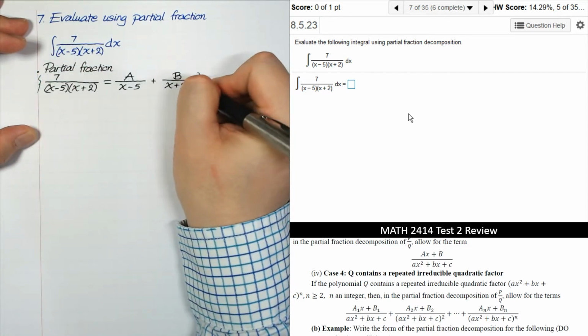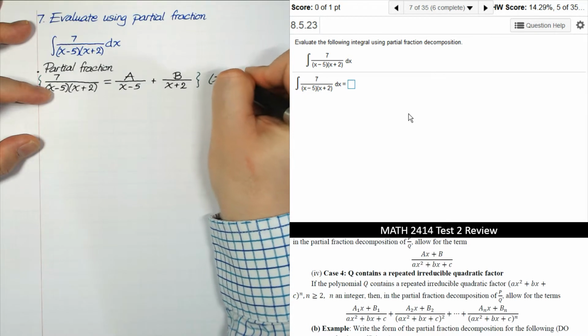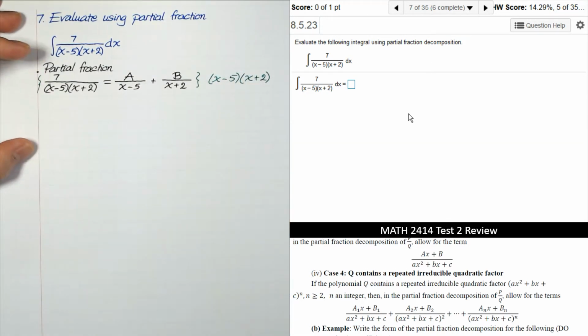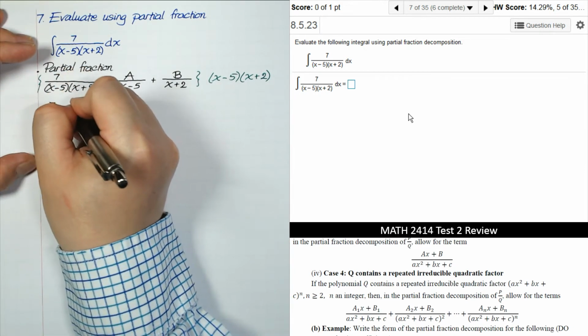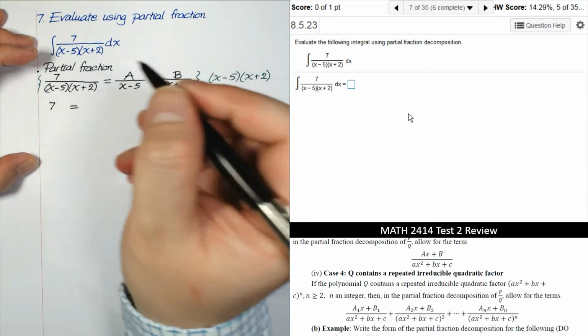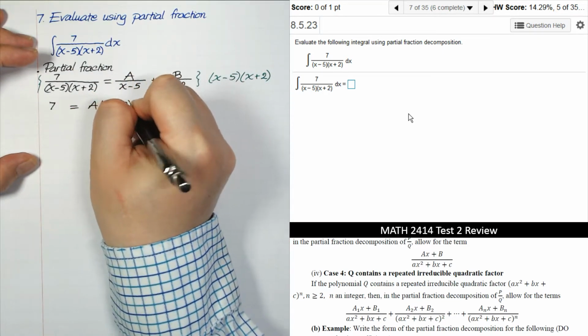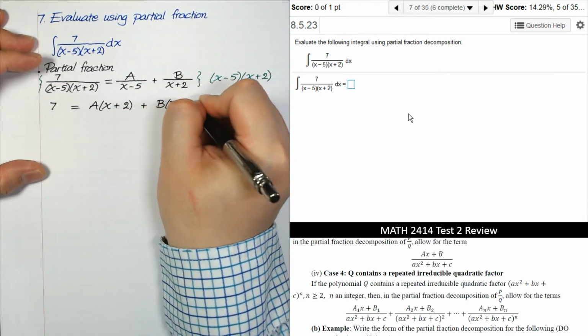Multiply everything by the common denominator, x minus 5, x plus 2, and that cancels out. We have 7 equal to A times x minus 5 cancel out, we have x plus 2, then plus B times x plus 2 cancel out, x minus 5.